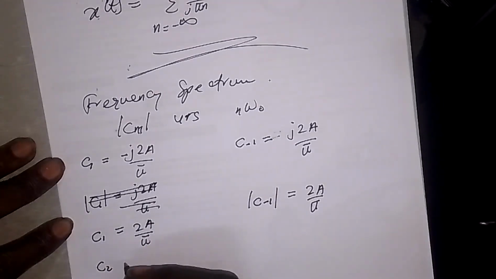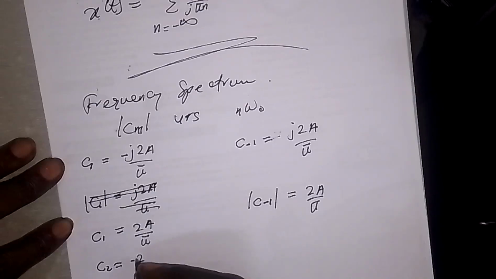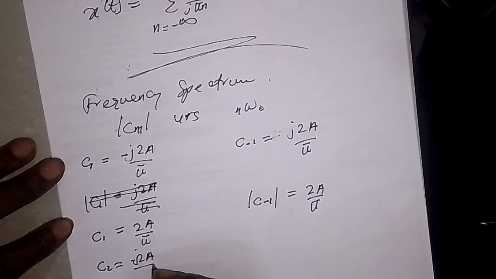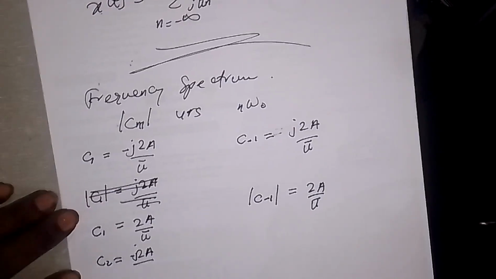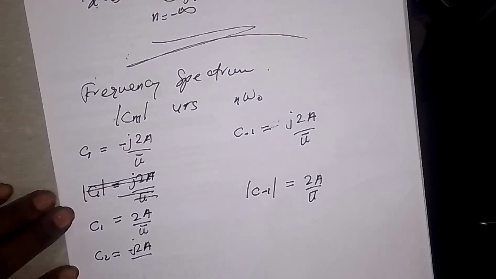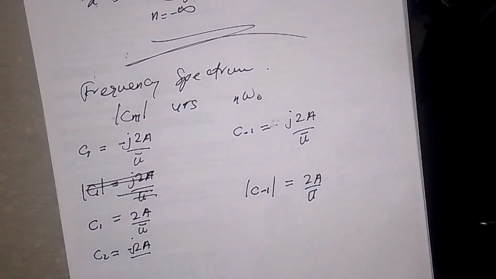Now let me take C2. If I take C2, I'll have minus j 2a over 2 pi. But you realize, why should I take 2? I don't really have to take 2.